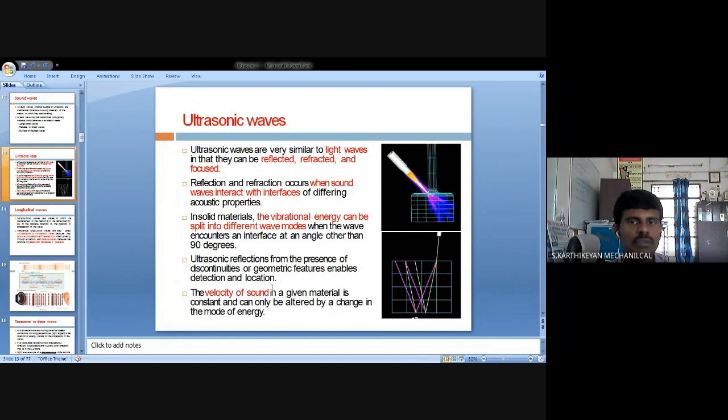In solid materials, the vibration energy can be split into different wave modes. In this picture, we clearly notice the wave encountering an interface at an angle. The ultrasonic reflection from the presence of discontinuities or geometrical features enables detection and location, and it will be shown with the help of the display. The velocity of sound in a given material is constant and can only be altered by a change of the mode of energy.